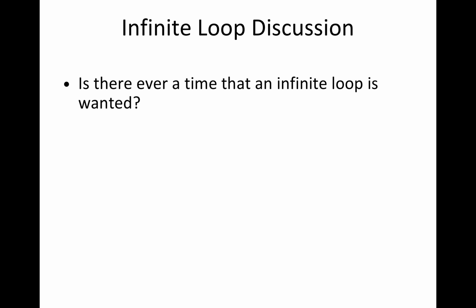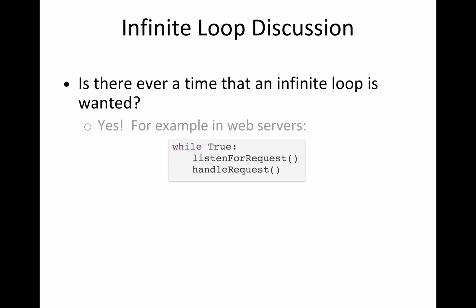So sometimes in certain applications, especially ones that handle user input, an operating system is waiting for a user to tell it what to do. A web server, for example, is waiting to service web requests and deliver pages on the internet to you. And so anytime a service is waiting for external input, it often uses infinite loops. And so here's an example from web servers. While true, listen for request, handle request. So this is an infinite loop that's intentionally put in here with the code.